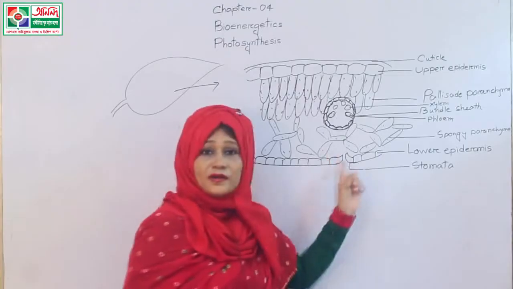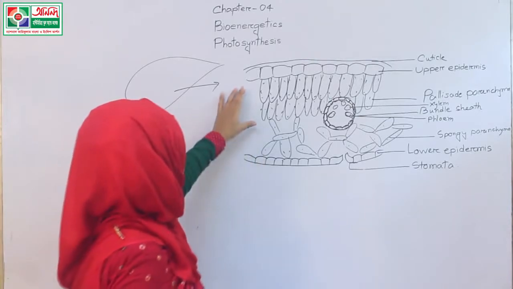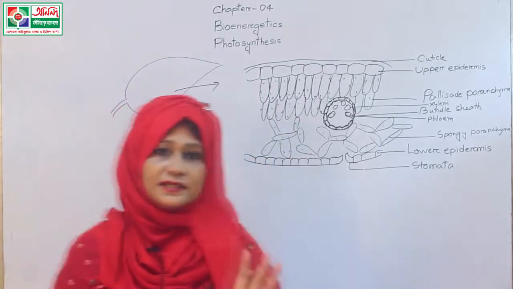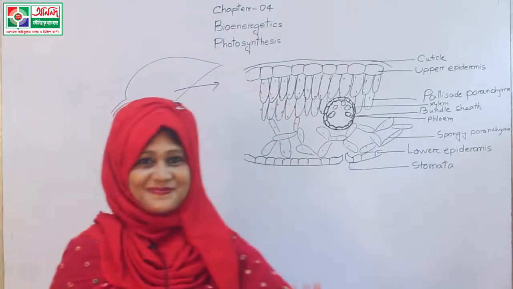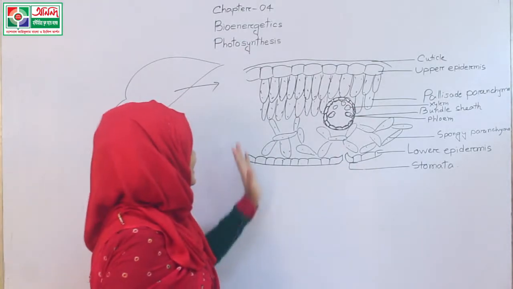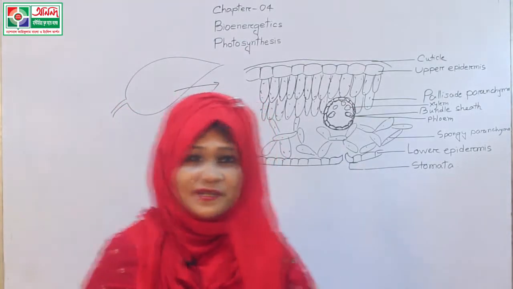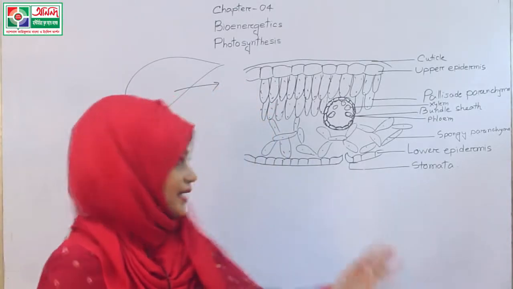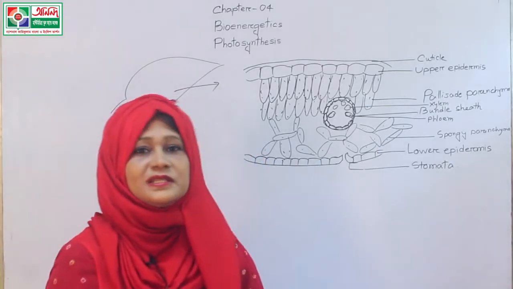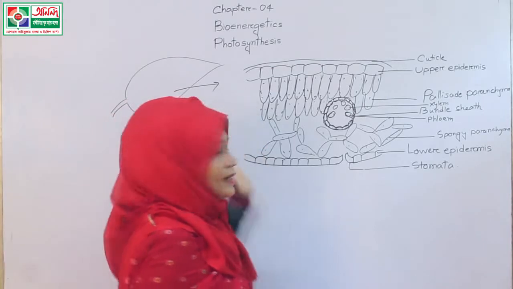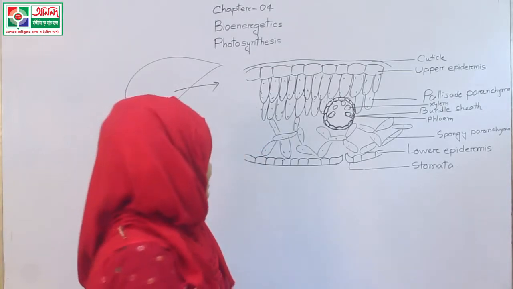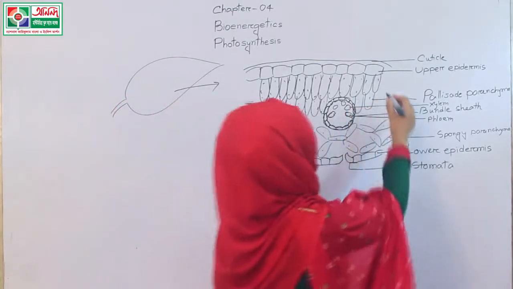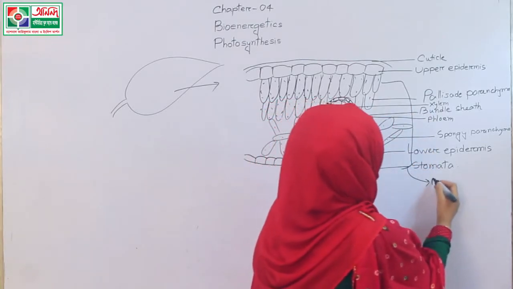Spongy parenchyma. What is the main difference between these two layers of cells or two types of cells? Actually, all the cells are parenchymatous in nature, but the difference is the way of arrangement. That means the upper cells are compactly arranged and the lower cells are loosely arranged, but basically they are parenchymatous in nature, and these two types of cells together are known as the mesophyll cells. These are the mesophyll cells.